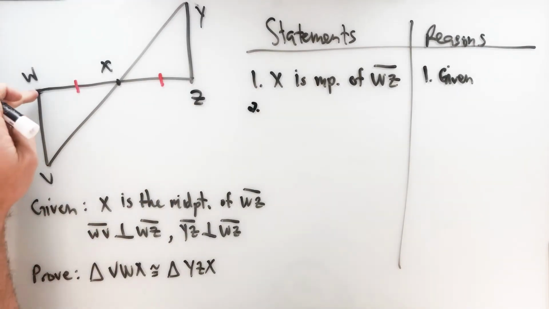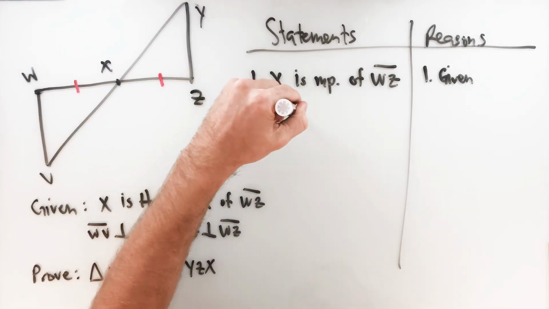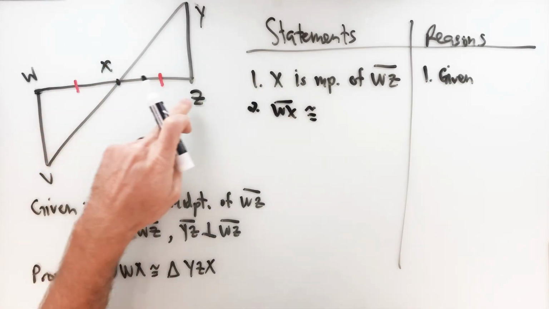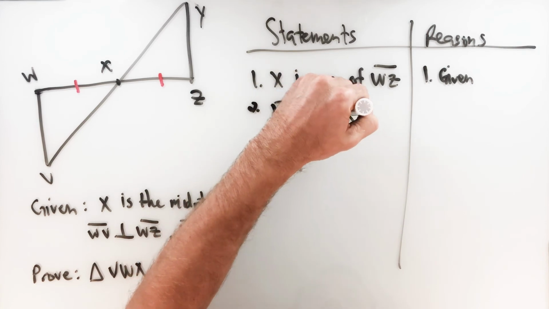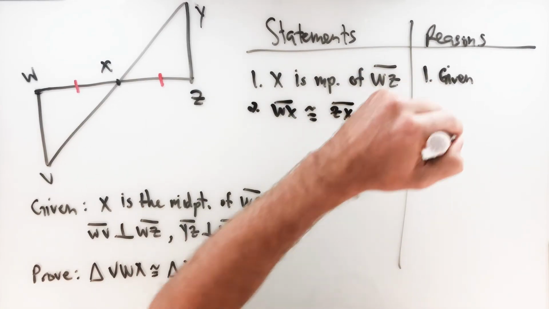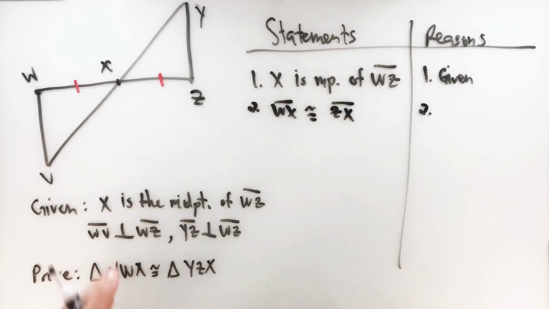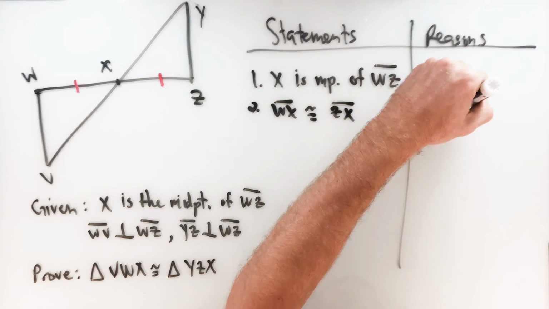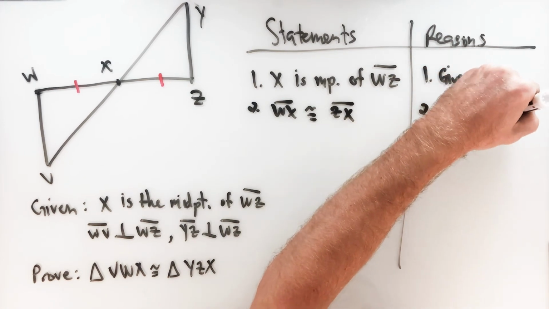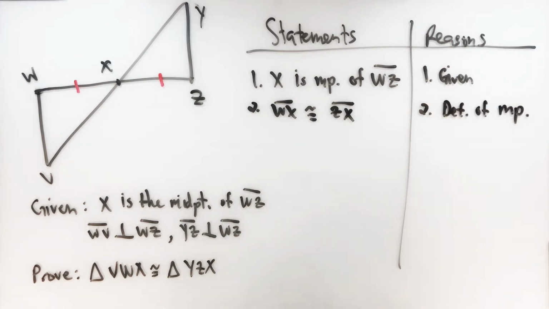Let's go ahead and get that in. WX is congruent to ZX. And the reason behind that one, because X is the midpoint of WZ, the definition of a midpoint gives us that information. So we'll say the definition of midpoint. Okay, so there's our pair of sides. That's a good start.